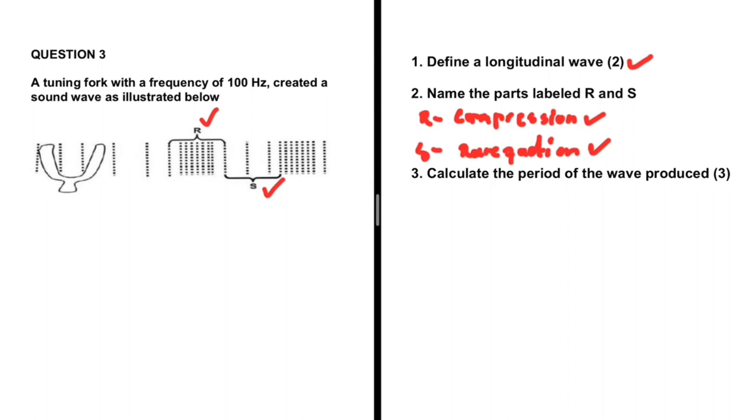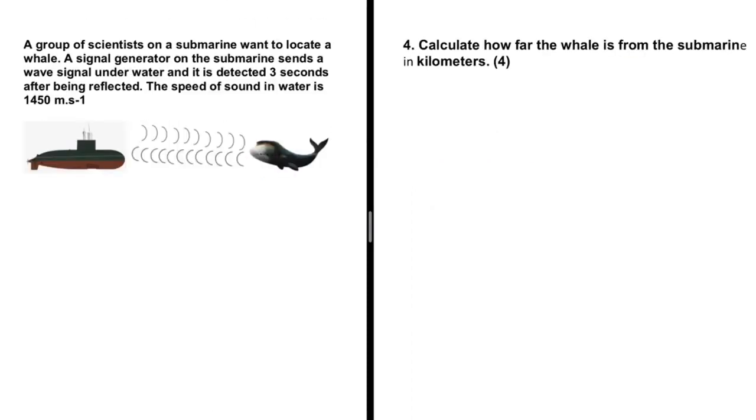Calculate the period of the wave produced. We have the frequency, so calculating the period should be an easy task. 1 divided by 100 equals 0.01 seconds. So there we go. The time taken to complete one wave is 0.01 seconds, the period. The second part of the question, quite interesting.